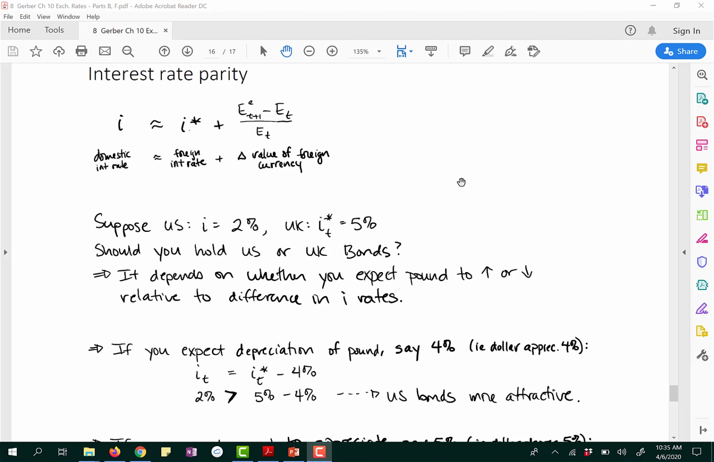Which one do you prefer? Well, clearly looking at just the interest rates, the UK bond is more profitable. It gives you a 5% yield versus a 2% yield. But your ultimate profits or gains will also depend on what happens to the pound in the future when you get the earnings from the bond and you go to convert those back into dollars.